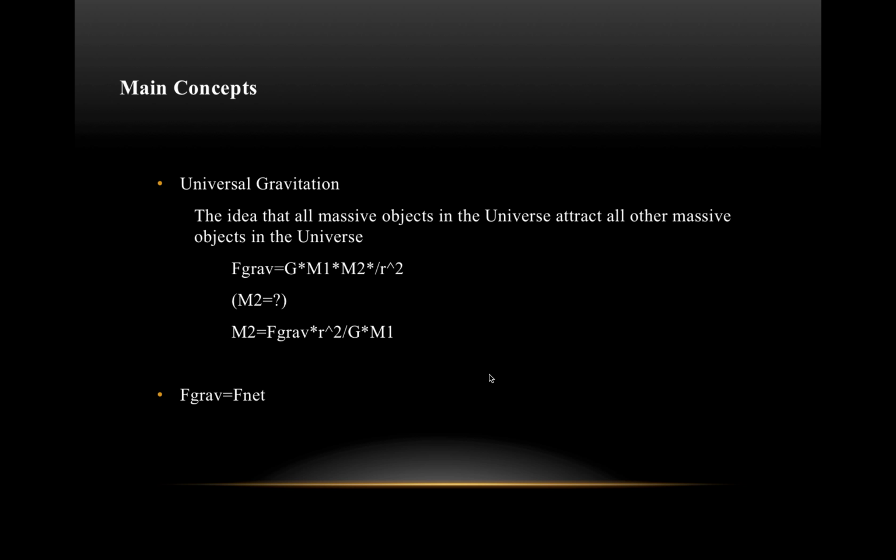To find the mass of the black hole, we know we have to use Newton's law of universal gravitation, the idea that all massive objects in the universe attract all other massive objects in the universe, with the equation force of gravity equals the universal constant G times the masses of the two objects over the distance between them squared. Using this equation, we can solve for the unknown we are looking for, the mass of the black hole, which then becomes the force of gravity times the distance squared over G times the mass of the first object, the star.